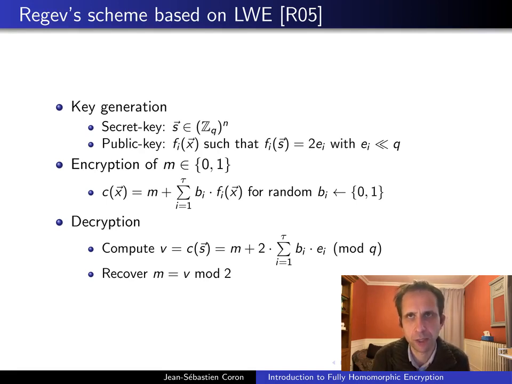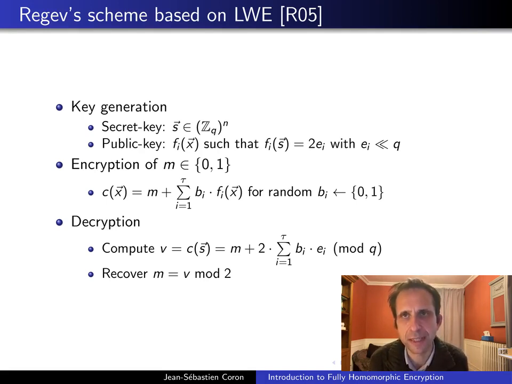So how does it work? Eventually we can construct a public key encryption scheme based on this, and this is the scheme by DGHV. We have the secret key, which is this secret vector s with n components, and the public key is a collection of polynomials f_i(x), such that when evaluated at s, we obtain 2 times e_i for some small noise e_i.